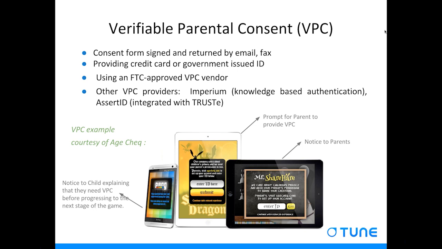You can also use an FTC-approved VPC vendor. There are a few of them out there. Imperium is one of those VPC vendors. It uses KBA, or knowledge-based authentication, so-called challenge questions, to determine the identity of the parent. Another company is Assert ID, which has integrated with my former employer, TRUSTe, and they also offer a VPC solution.